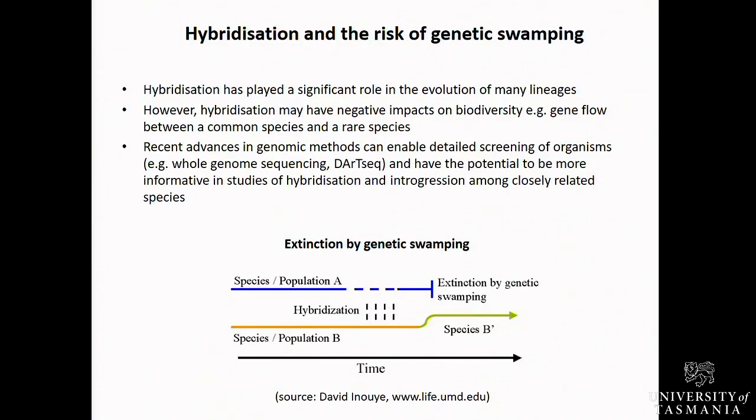Hybridisation is a really important process in the evolution of many lineages. It generates genetic recombinations, it contributes to phenotypic plasticity, and we also think it enables some organisms to adapt to new environments. However, hybridisation can also have negative impacts on biodiversity, for example in cases where a rare species is being placed at increased risk of genetic extinction by a more common species through genetic swamping.